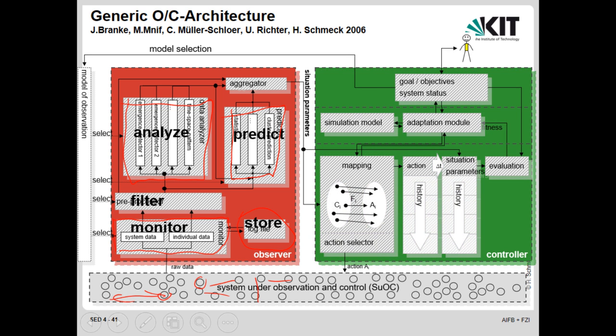Here at the corner you have this model of observation, so we also want to be able to modify the way we observe the system under observation and control, depending on the objectives that we have. So you will not always observe the system in the same way; maybe you modify the sampling frequency or look at different parameters, things like that.